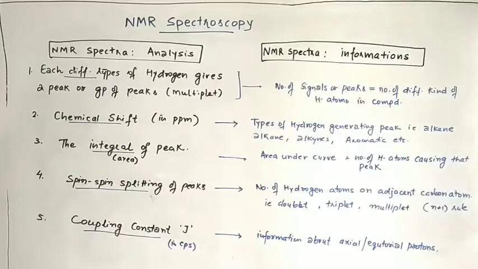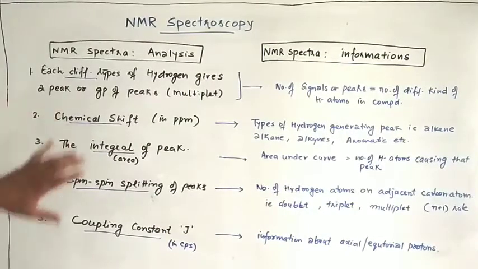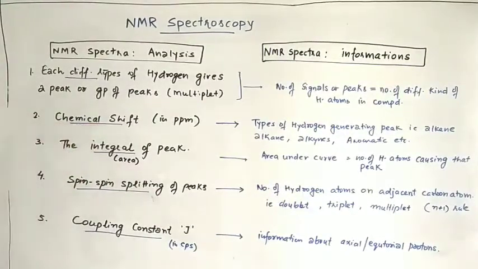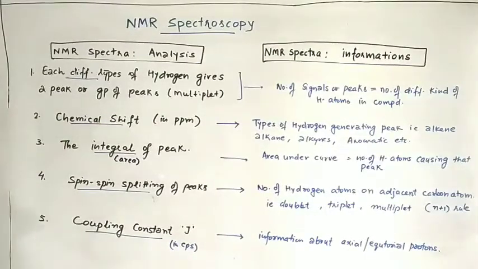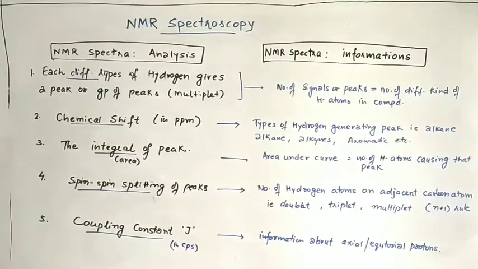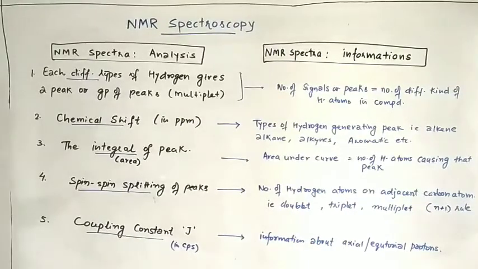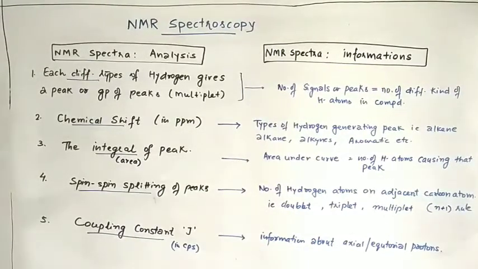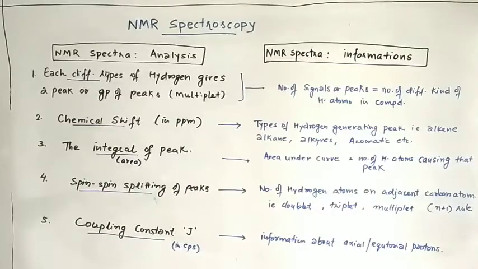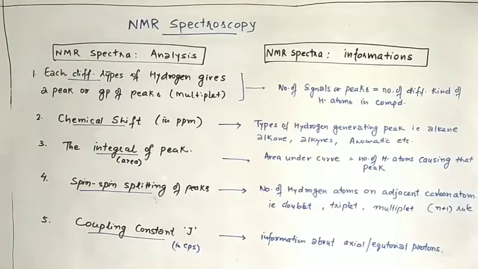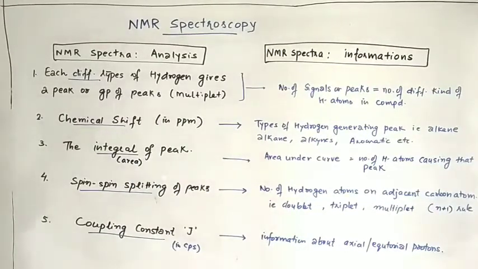The second thing we must note from the NMR spectra is the value of chemical shift, as we discussed in the previous lecture: the distance from TMS in ppm. What information does the chemical shift provide? It tells the types of hydrogen generating the peak. There are different types of hydrogen, like hydrogen present in alkene, alkane, alkyne, alcohol, ether, ester, aromatic compound, etc. They give different chemical shifts.